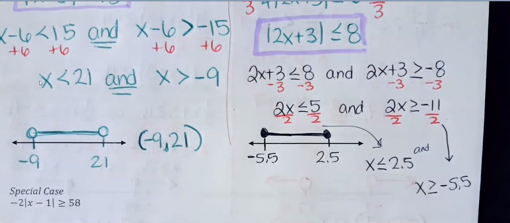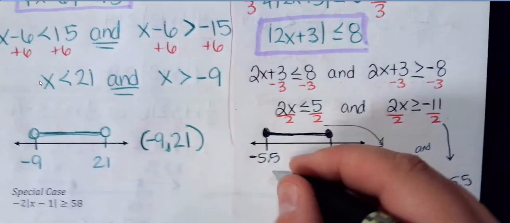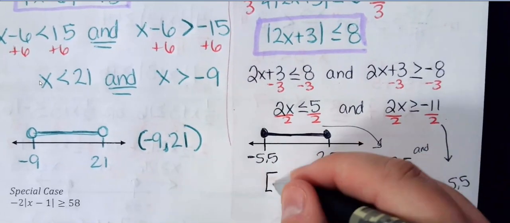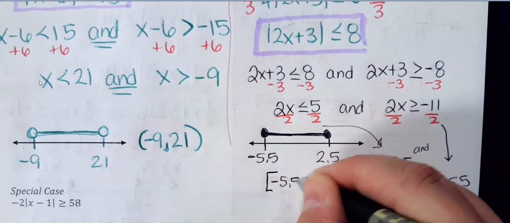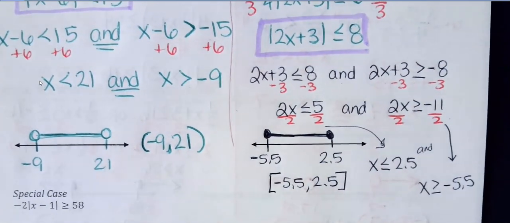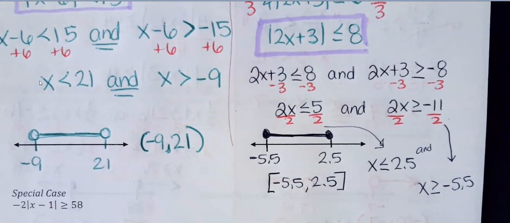Anytime it's a less than, the interval is super easy here. This one would have brackets on both because the actual values we got are solutions here. Negative 5.5 and 2.5, just with brackets around it. That would be the interval notation. And that's all you have to do. Does anybody have a question?